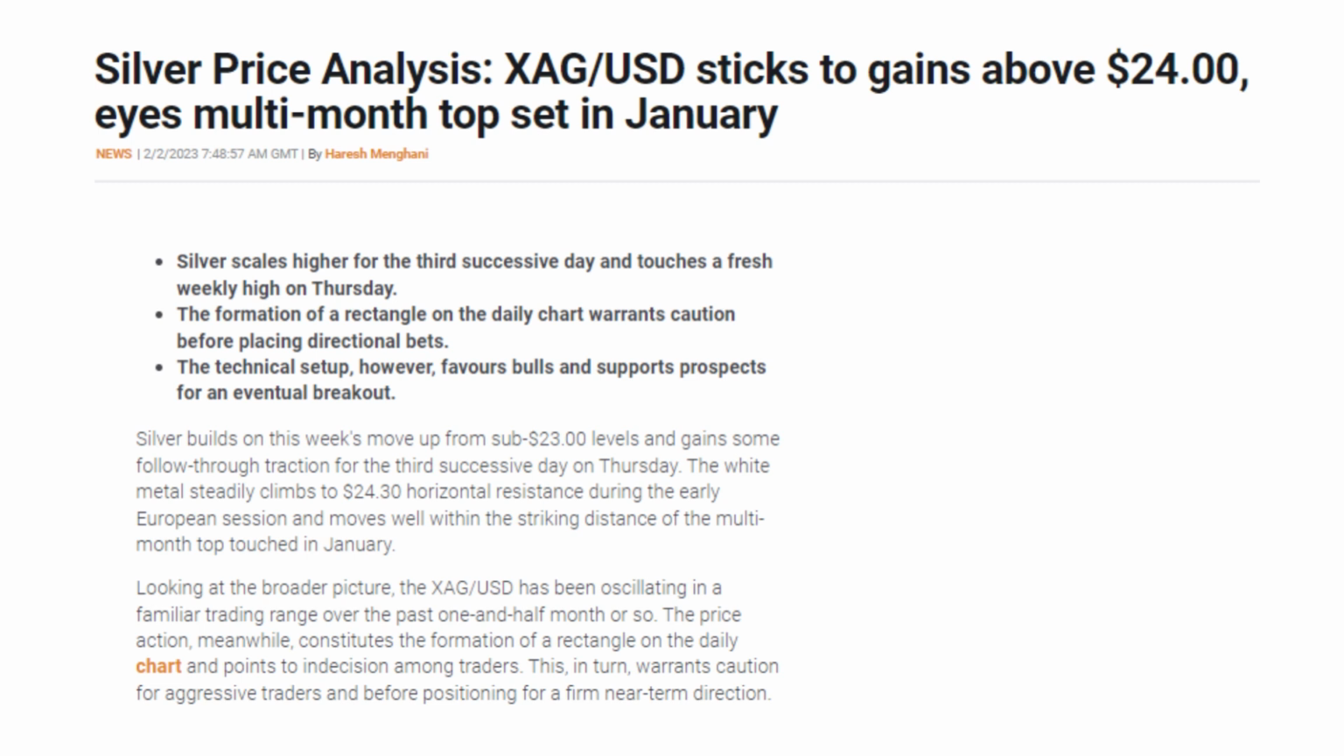Looking at the broader picture, the XAG/USD has been oscillating in a familiar trading range over the past 1.5 months or so. The price action, meanwhile, constitutes the formation of a rectangle pattern on the daily chart and points to indecision among traders. This, in turn, warrants caution for aggressive traders before positioning for a firm near-term direction.